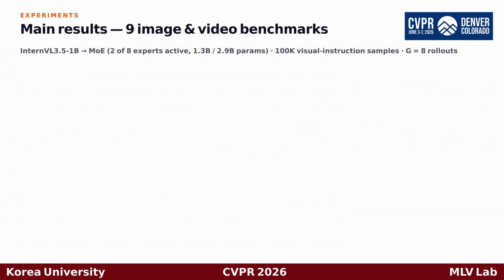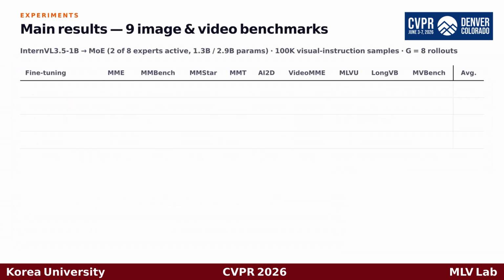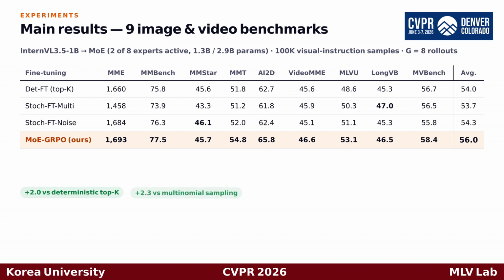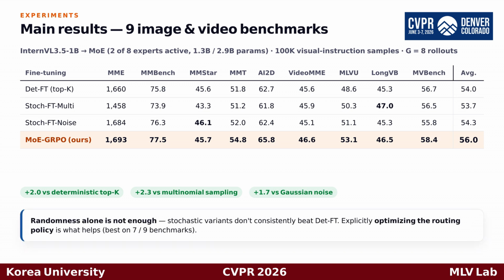For evaluation, we convert InternVL 3.5 1B into a mixture of experts with 8 experts, 2 active per token, and fine-tune on 100,000 visual instruction examples. Across 9 image and video benchmarks, MoE-GRPO reaches 56.0 average accuracy, 2 points over deterministic fine-tuning, and clearly ahead of both stochastic variants. Notice that injecting randomness alone does not consistently help. What matters is explicitly optimizing the routing policy.